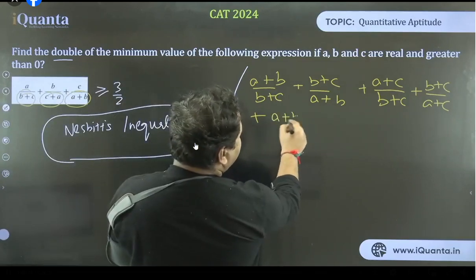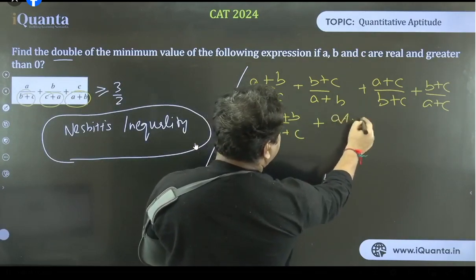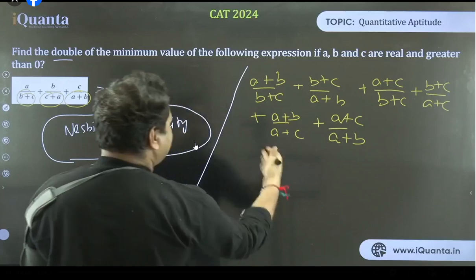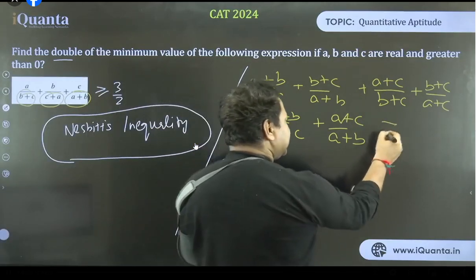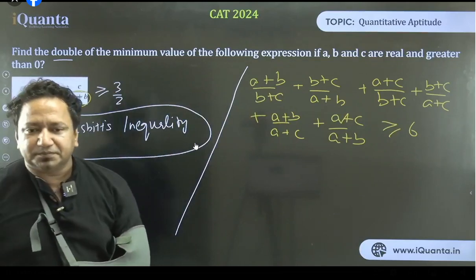So (a+b)/(a+c) whole upon (a+c)/(a+b). See, I flipped it. So basically this thing will be greater than or equal to 6, isn't it? 2 each. Isn't it?